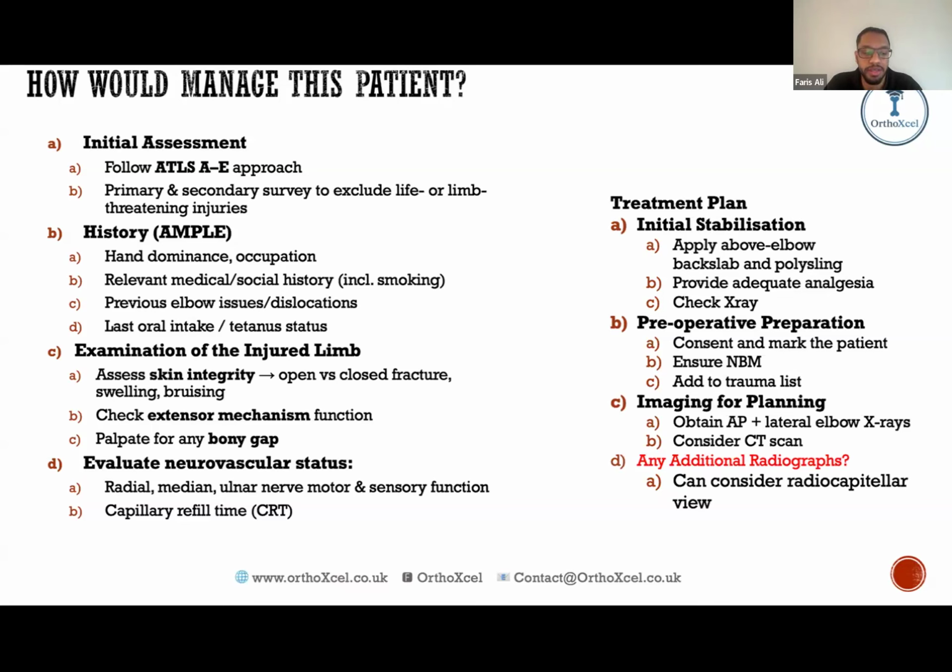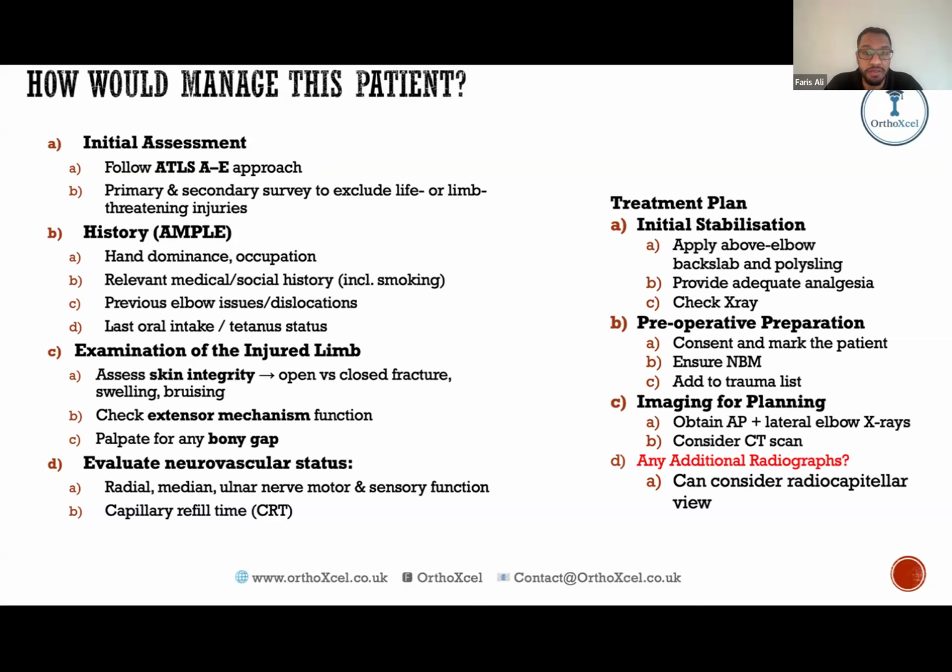And then I would examine the affected limb by assessing the skin integrity, checking whether it's a closed or open injury, checking for any swelling or bruising, and checking if the extensor mechanism is intact by checking if there are any palpable gaps. And then I'll assess the neurovascular status distally, checking the motor and sensory function of the radial, median, and ulnar nerves, and then I'll assess the capillary fill time.